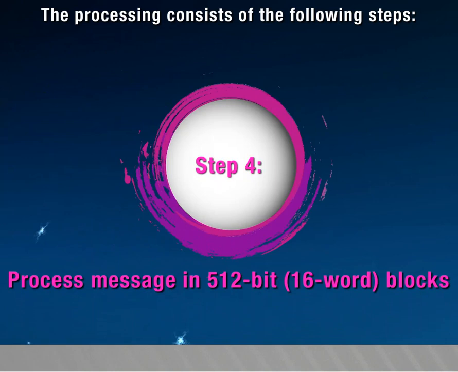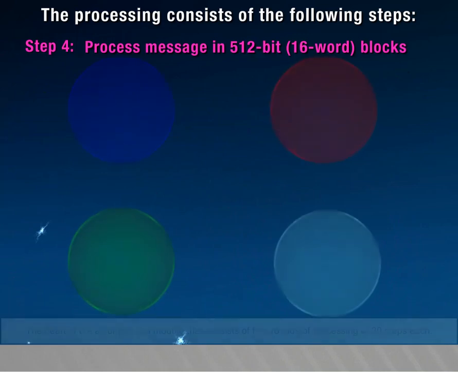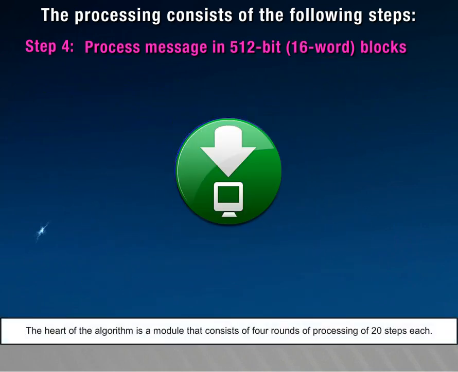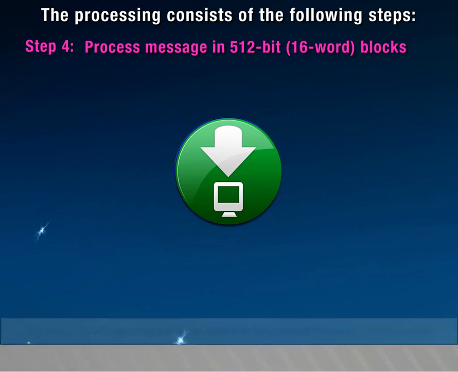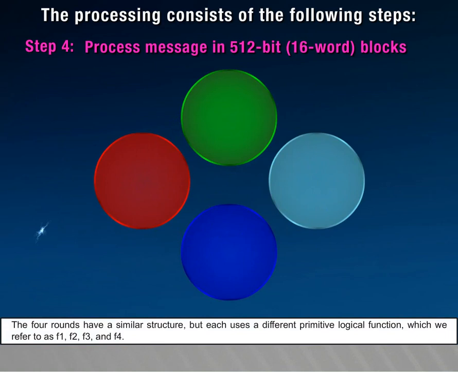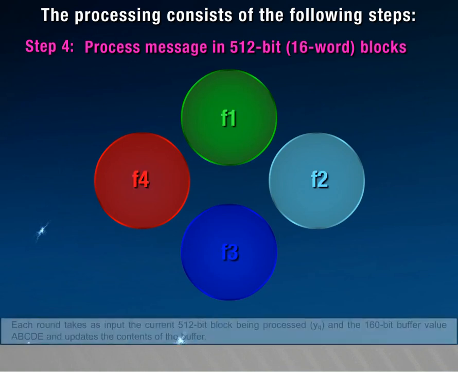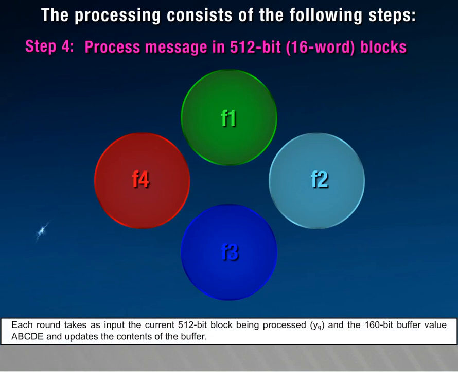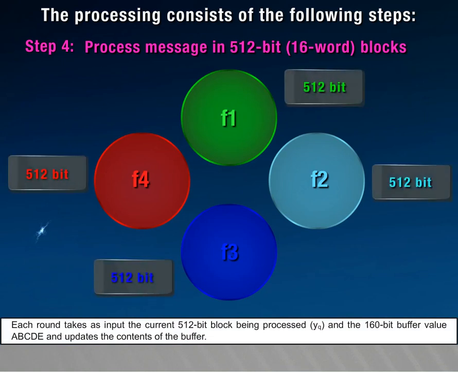Step 4: Process the message in 512-bit, 16-word blocks. The heart of the algorithm is a module that consists of 4 rounds of processing of 20 steps each. The 4 rounds have a similar structure, but each uses a different primitive logical function, which we refer to as F1, F2, F3, and F4. Each round takes as input the current 512-bit block being processed, Yq, and the 160-bit buffer value A, B, C, D, E, and updates the contents of the buffer.